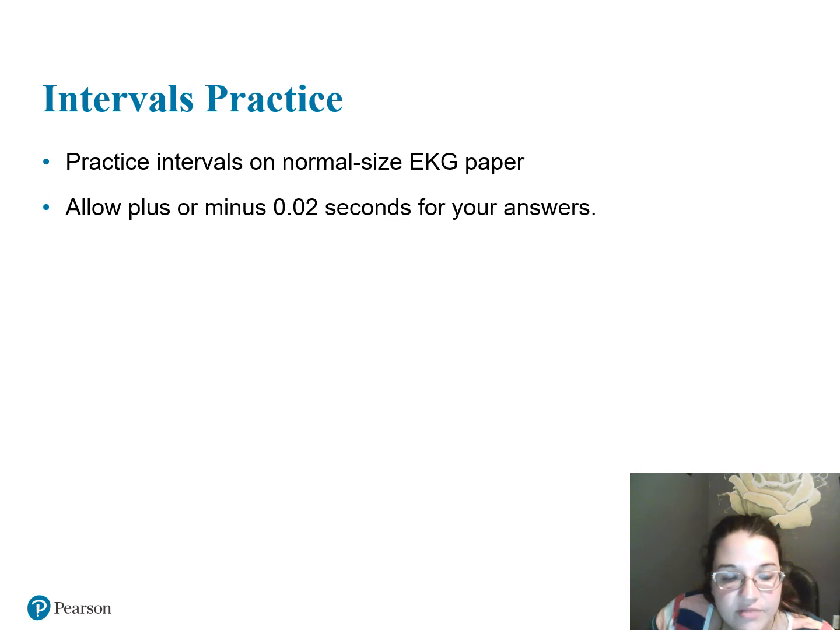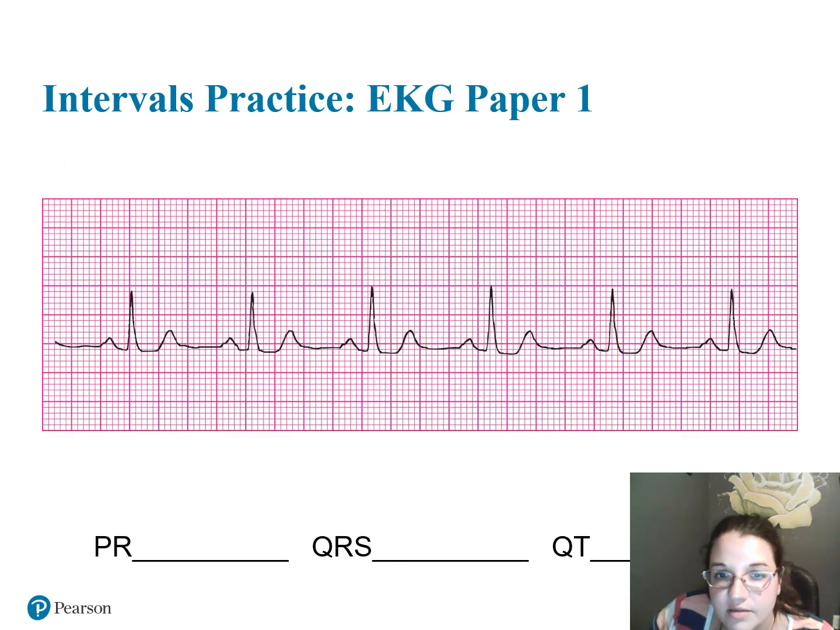Okay? So then we're going to look at your interval practice on a normal sheet. So you'll notice the ones that we just looked at were zoomed in a lot. On a normal sheet, this is what you're looking at. Remember, one big box is 0.20 seconds, 5 big boxes is 1 second, and one little bitty box is 0.04 seconds, which is why we're multiplying by 0.04. So I'm going to do one of these with you, and then I'm going to leave the rest to you, and you are welcome to reach out to me for any help with these.